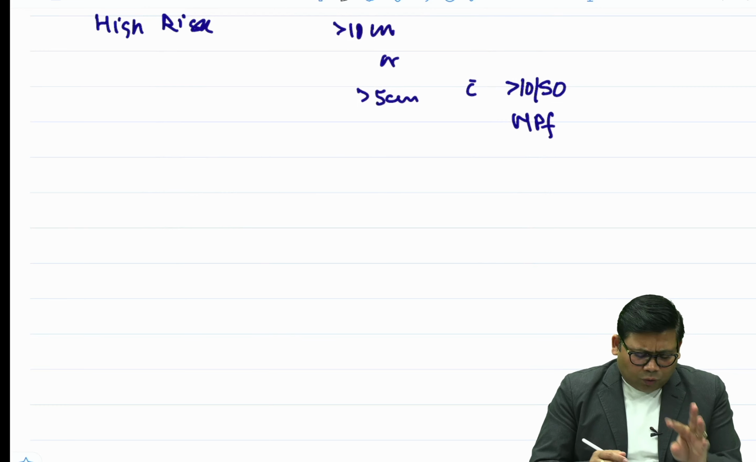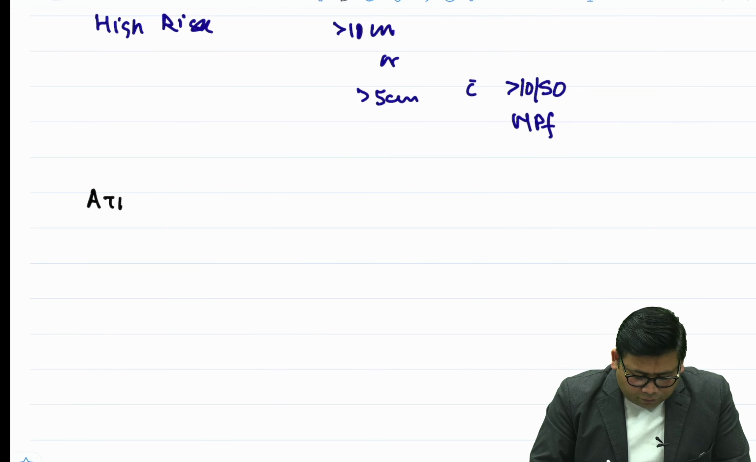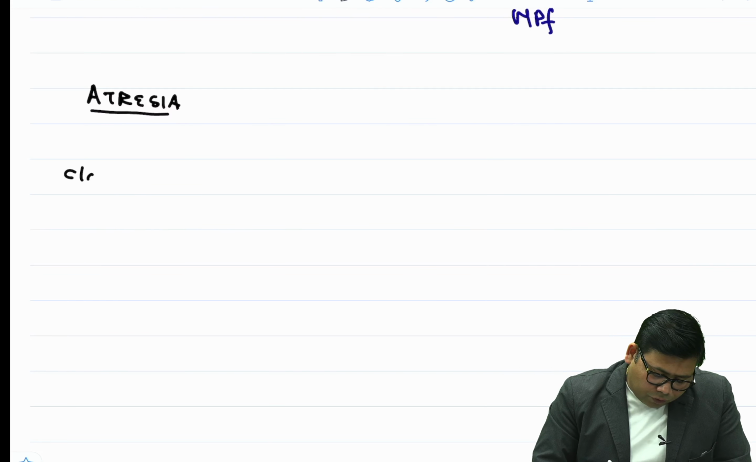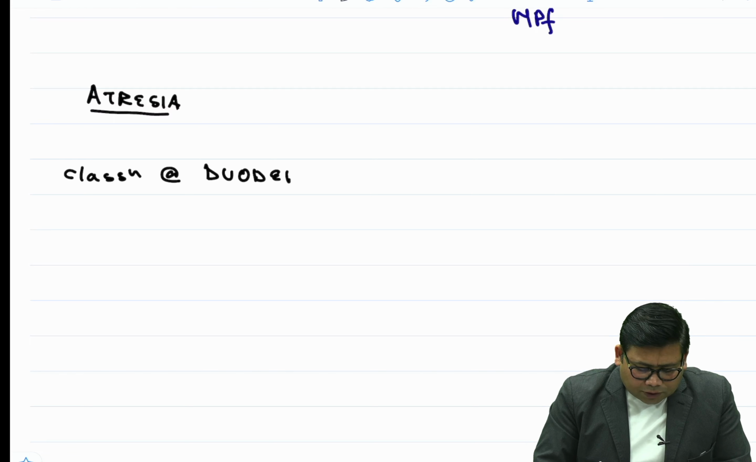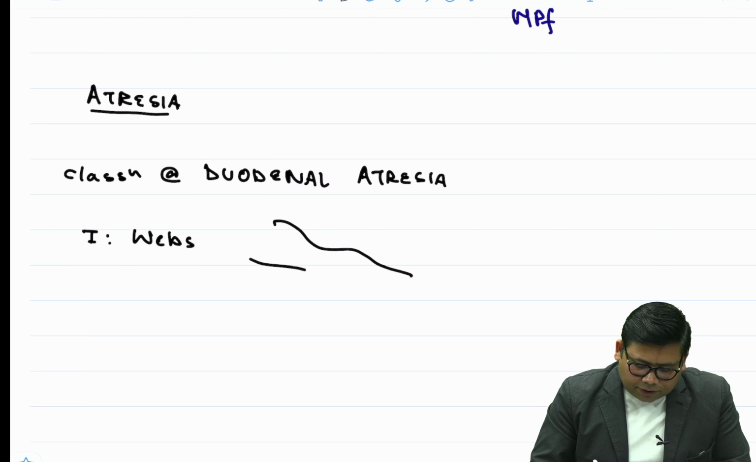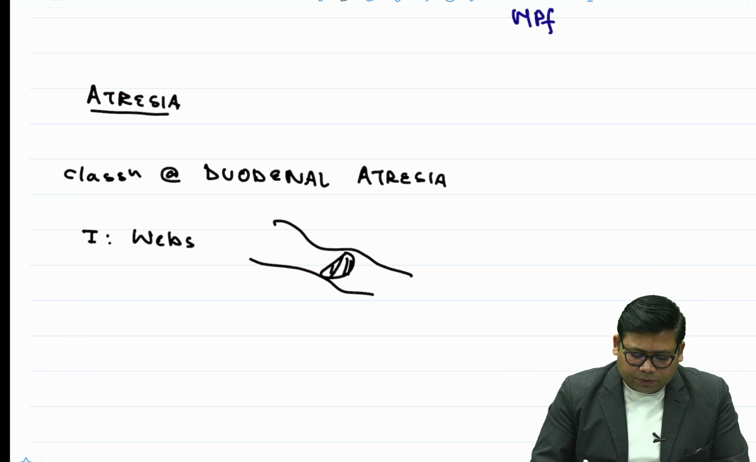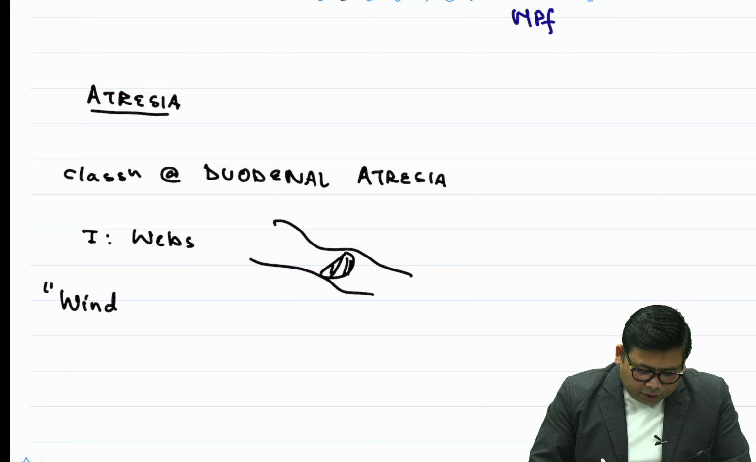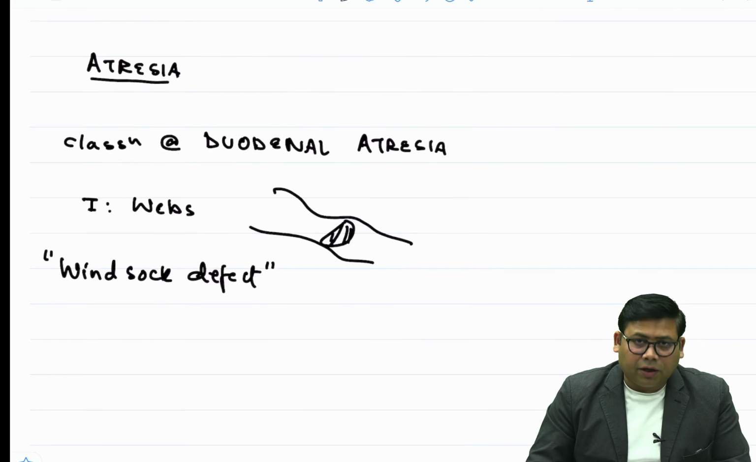Let me tell you 2 more things about atresias. When we talk about atresias, we have a classification for duodenal atresia. What is the classification for duodenal atresia? There are 3 grades: type 1 is presence of webs only. This is an atresia where you have only the presence of the webs, and this is the variety truly known as windsock defect. This is very simple.